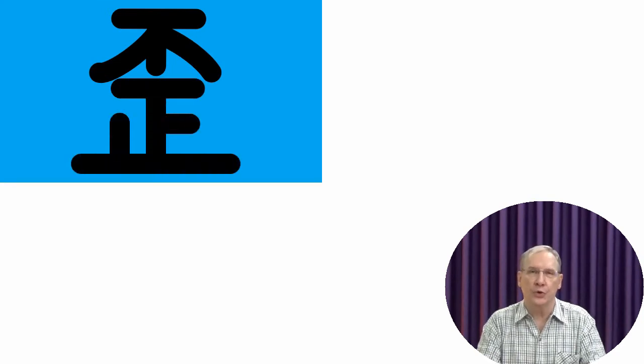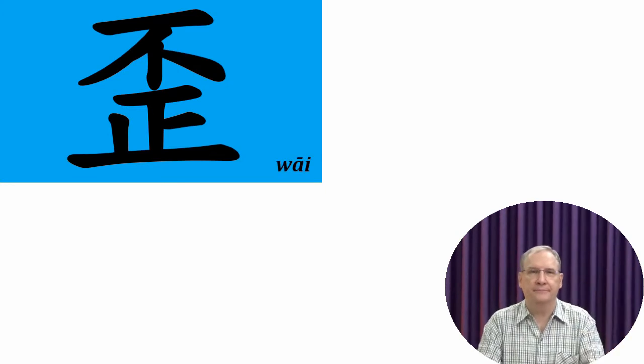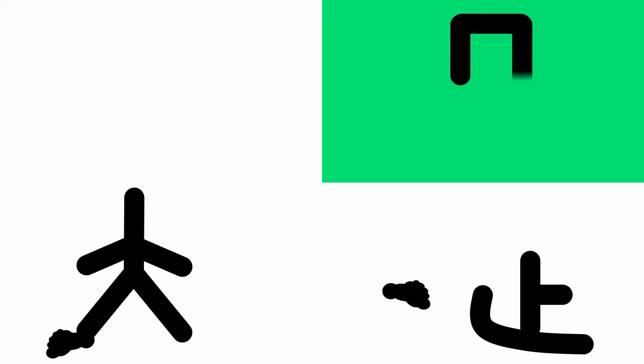This new character, zheng, can also be combined with a negative bu that we learned before to create a new character pronounced first tone, wai, which means what it says, bu zheng, or in other words, crooked or askew. Our fourth new character is a pictogram of a human knee and foot. Pronounced second tone, zu.